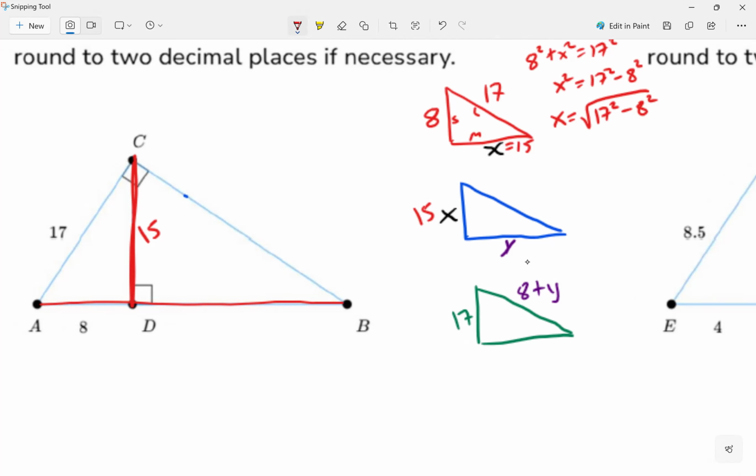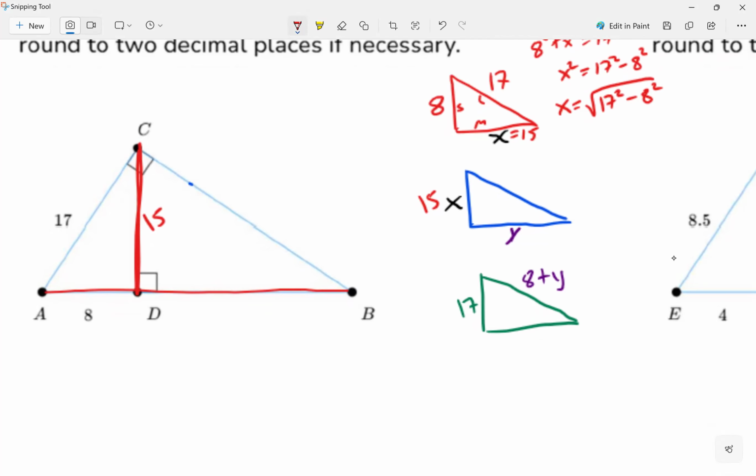You know what? I'm going to use the red triangle and the green triangle. Let me type this. Let me see real quick here. For the red triangle, I'm going to use the measurements 8 and 17. So I have that 8 and 17. From the green triangle, 8 is corresponding with 17.